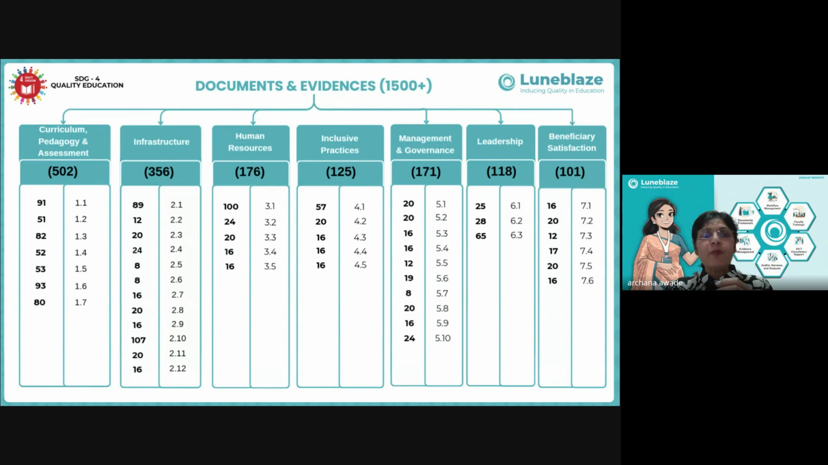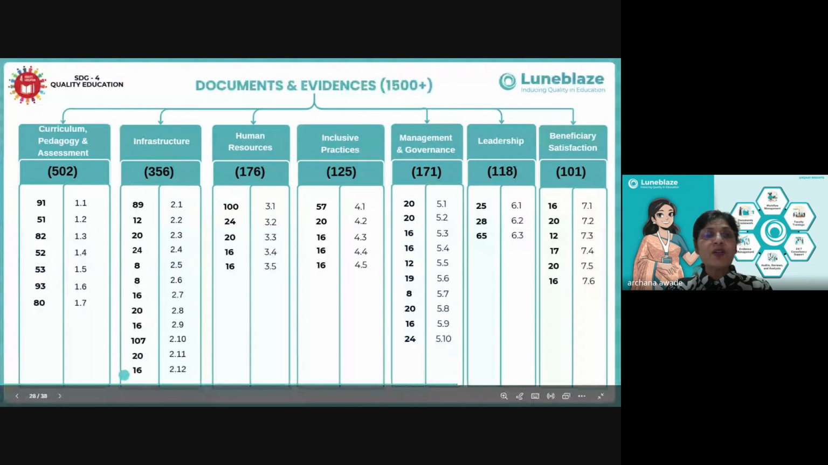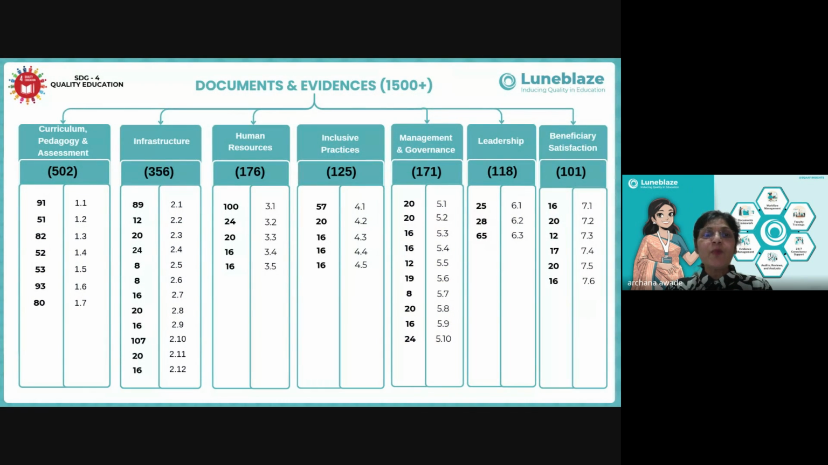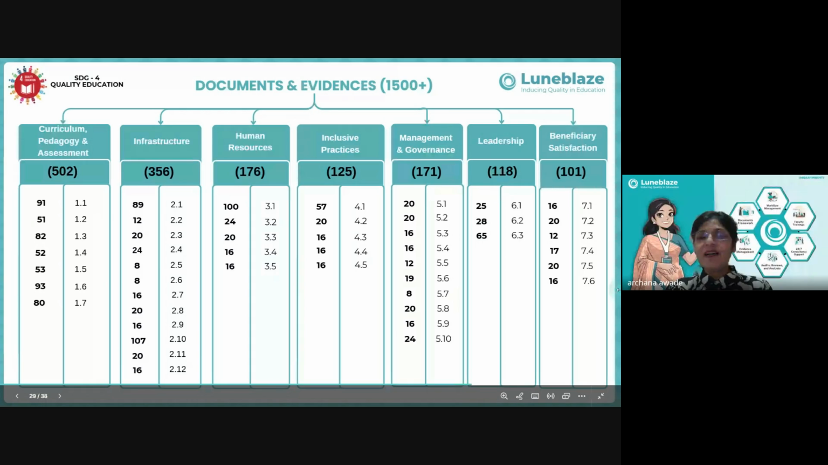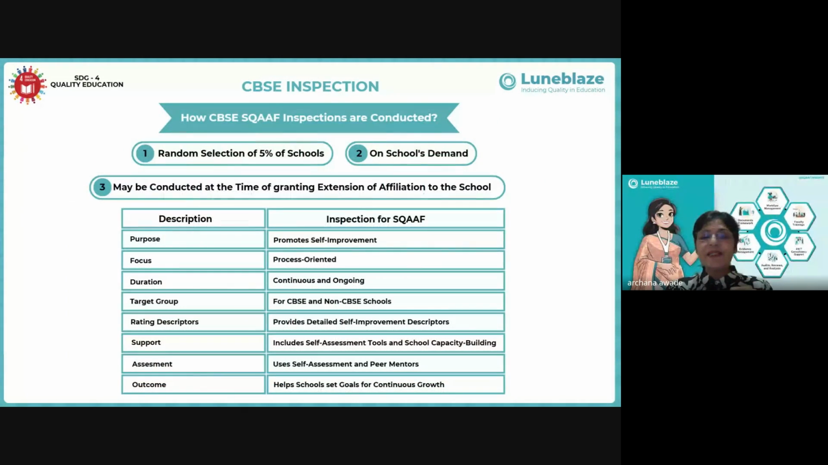Leadership domain, we have 118 documents, which focuses on the vision, mission statement, leadership action, participative decision-making, and continuous improvement culture. And for beneficiary satisfaction, we have 101 documents to maintain, which may include your surveys, your feedback loops from parents, students, alumni, and staff, and actions taken, even how you are analyzing these surveys. So that all comes under documents for beneficiary satisfaction. Am I clear? So let's move on to the next slide now.